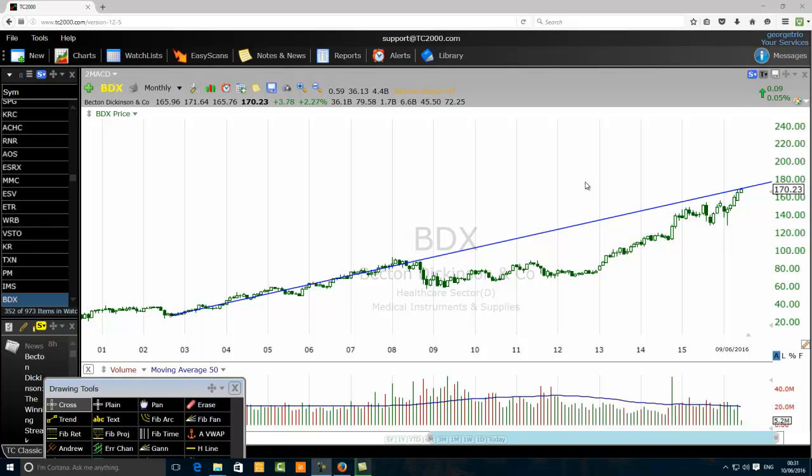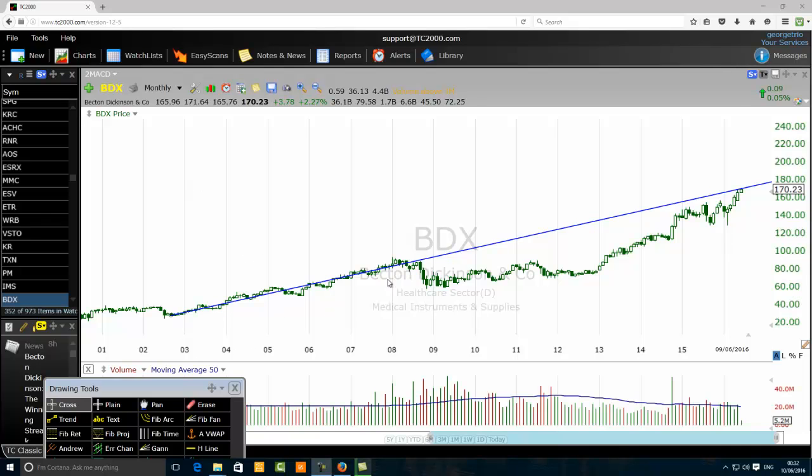The power of a trend line, tips and tricks. We are on a monthly chart of Becton, Dickinson, and Co. This is a Russell 1000 component, and we want to discuss the power of a trend line, tips and tricks.